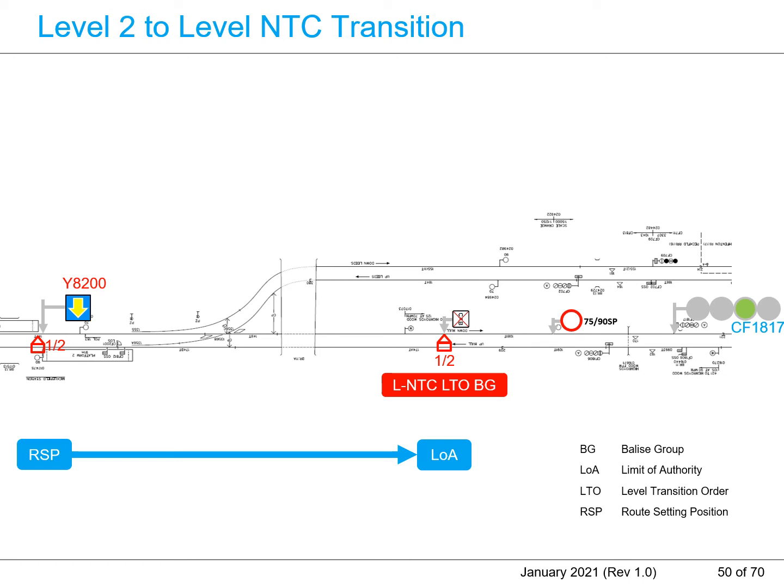The radio block center will have information from the interlocking system regarding the route status beyond signal CF1817. The radio block center will transmit the permitted speed at the LOA to the ETCS on board, based on the route status beyond signal CF1817.